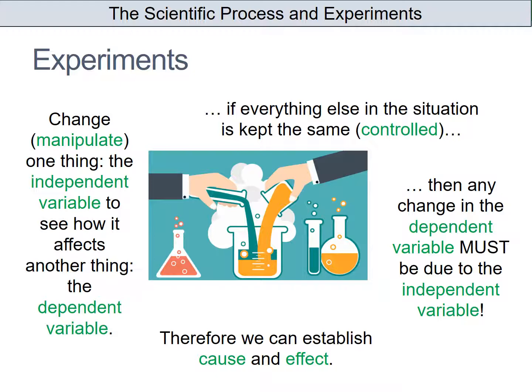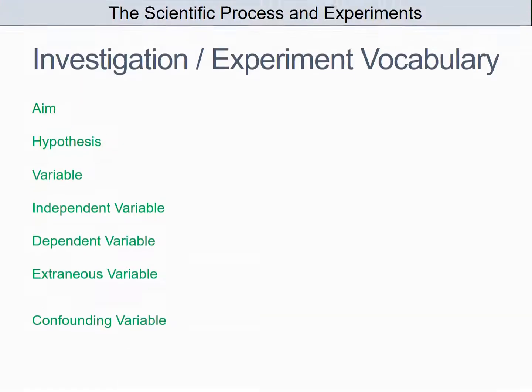Now, the reason experiments are so powerful is because they are the only research method where you can determine that one thing has caused another thing to happen. Other research methods may tell you that there's an association between those things, but actual cause and effect requires you to manipulate an independent variable to see the effect on the dependent variable while keeping everything else controlled.